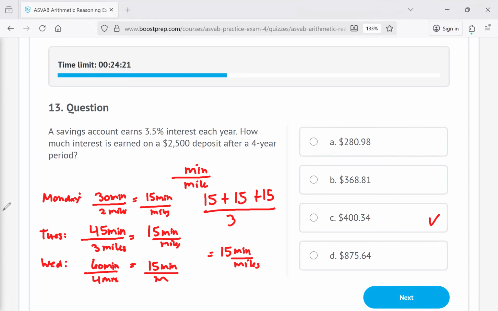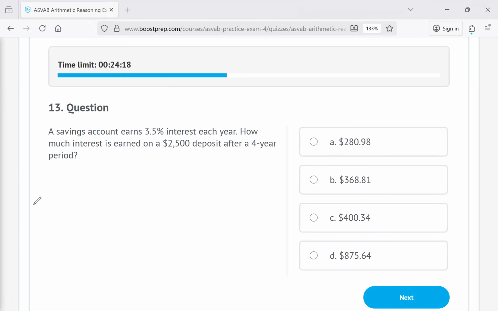This one is a little bit tricky, especially on a timed exam. It's tricky because you have to do some calculation. But there's another way we could do that.